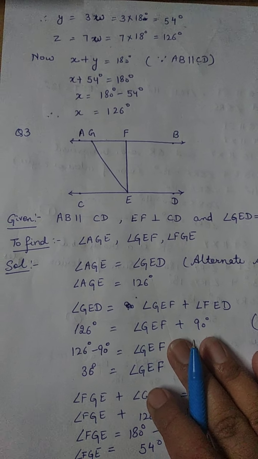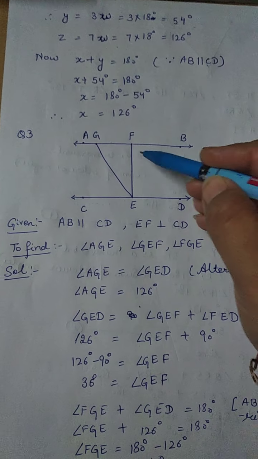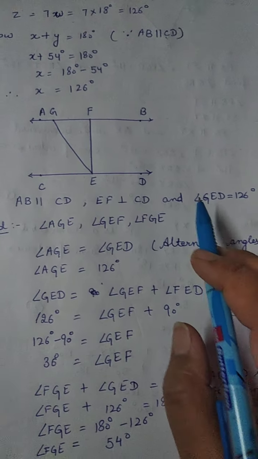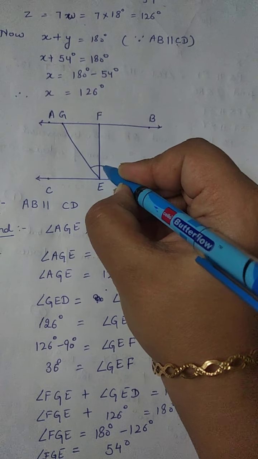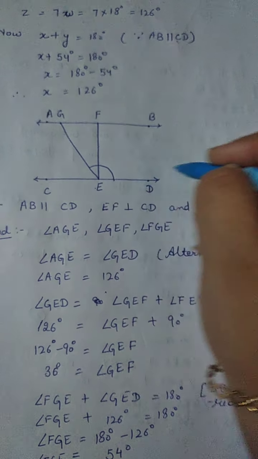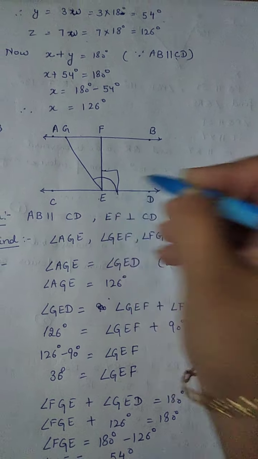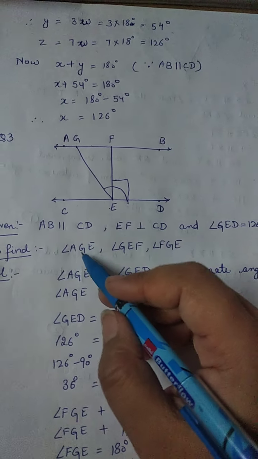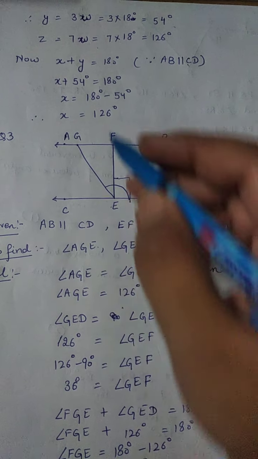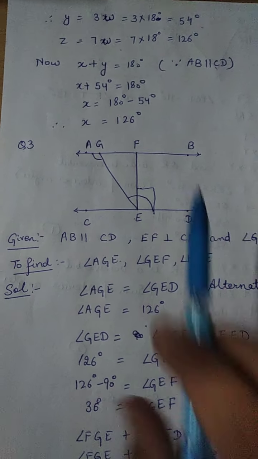Now in question number 3, what is given? AB is parallel to CD, EF is perpendicular to CD, and this full angle GED is given to you. EF is perpendicular to CD, and this is also given to you as 90 degrees, right? This full angle is also given to you. What have they told you to find? AGE, this angle. Now I will tell you step by step.